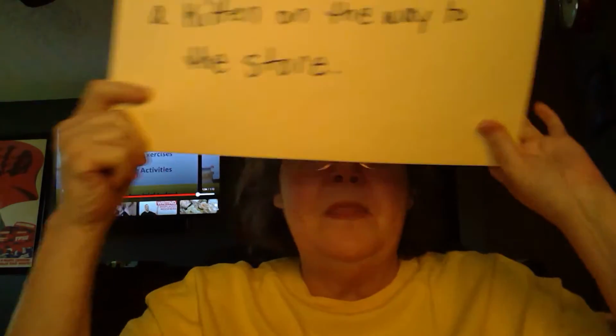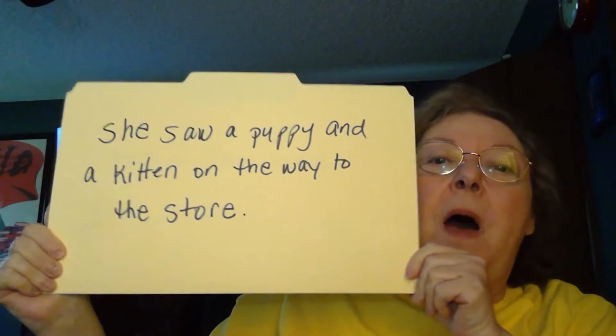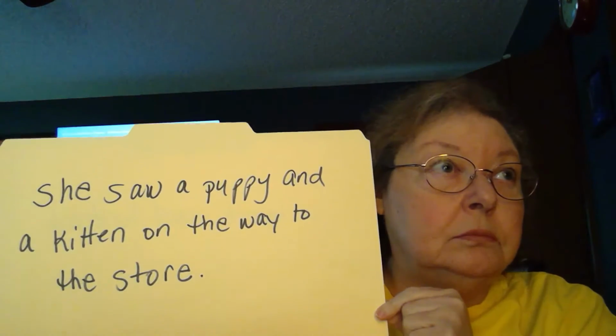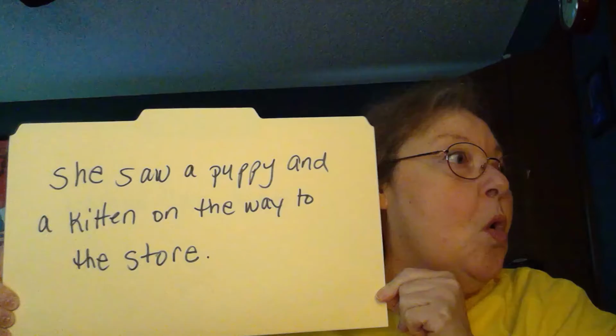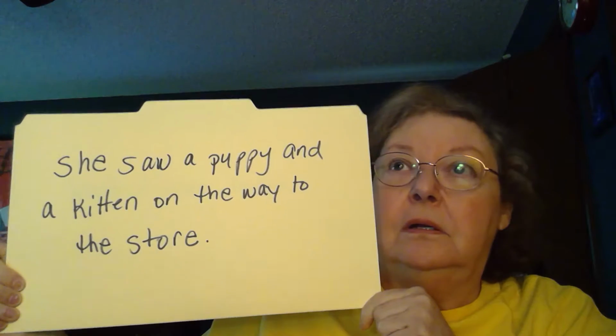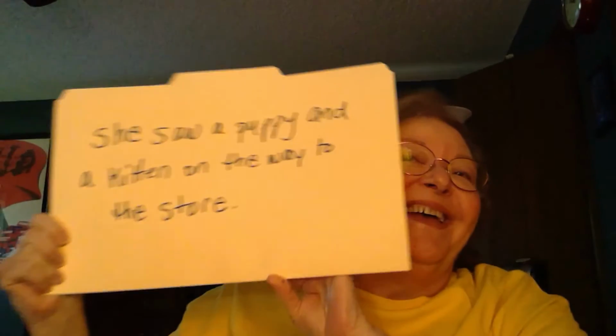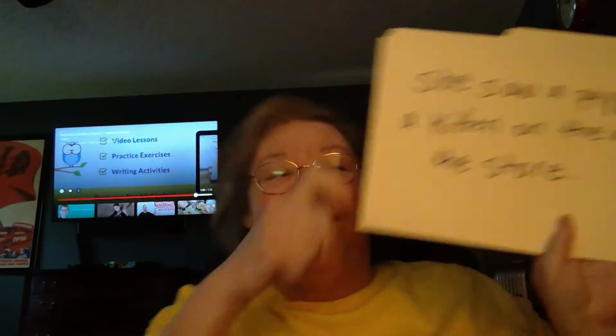Well, first of all, let's talk about my favorite, puppies and kittens. Of course, who doesn't like puppies and kittens? She saw a puppy and a kitten on the way to the store. She's going to the store. What's wrong with that? Dev, what's wrong with that? What's wrong with her seeing a puppy? What's wrong with that, Dev? Because the puppy and the kitten are going to the store, not her.